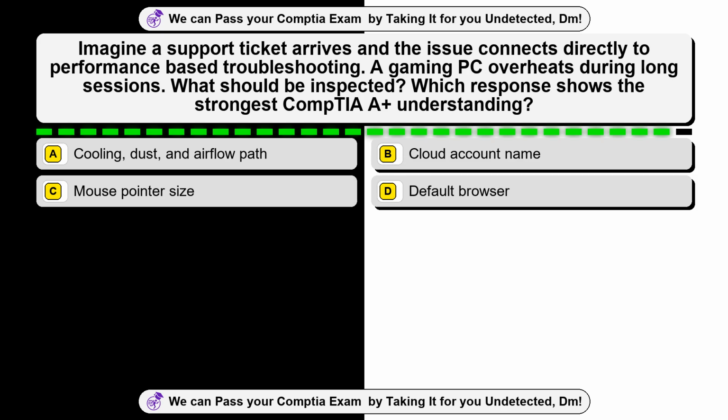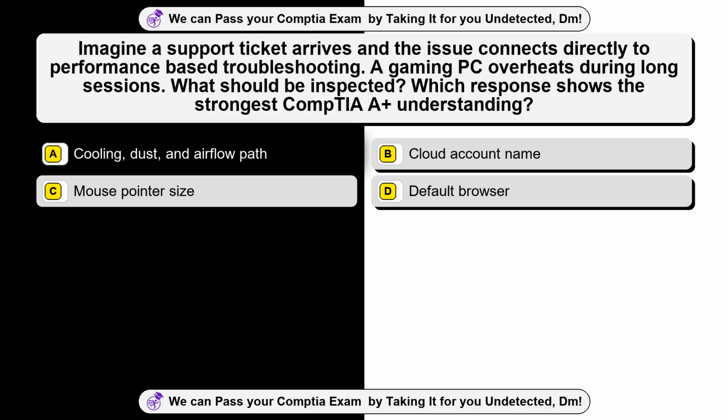Question 4. Imagine a support ticket arrives and the issue connects directly to performance-based troubleshooting. A gaming PC overheats during long sessions. What should be inspected? Which response shows the strongest CompTIA A+ understanding? Option A, cooling, dust, and airflow path. Option B, cloud account name. Option C, mouse pointer size. Option D, default browser. The correct answer is option A, cooling, dust, and airflow path.